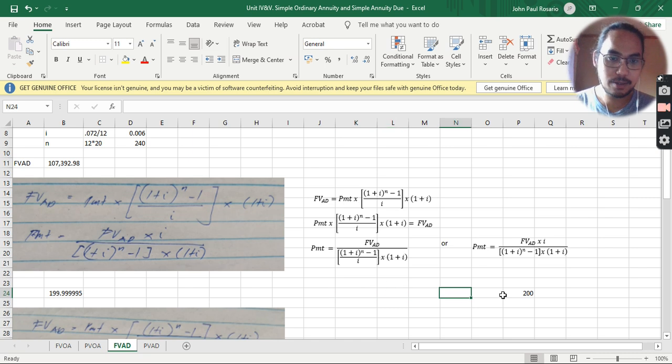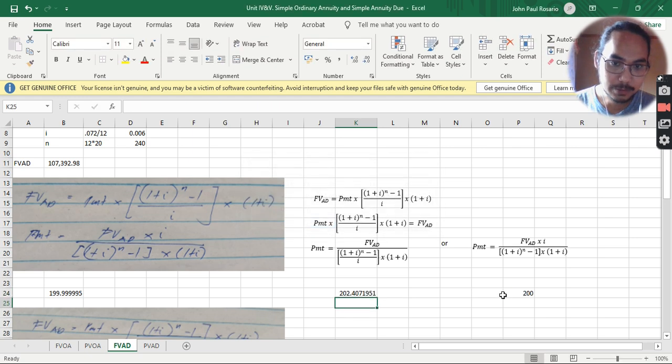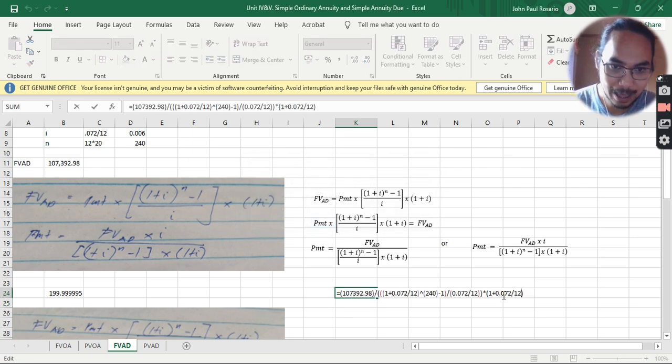Again, another way, but this is more complicated if we use Excel. This can be done easily using the calculator. From here, what we do is we divide this expression by 0.072 over 12, and then we enclose that. Oh, what happened here? Okay, 0.72. Let me see.